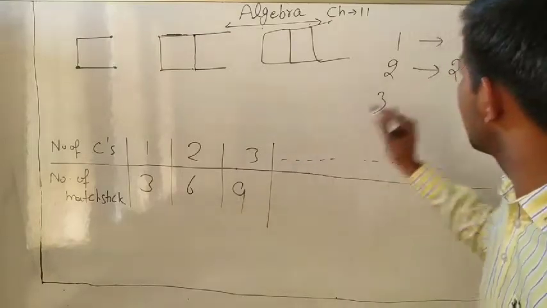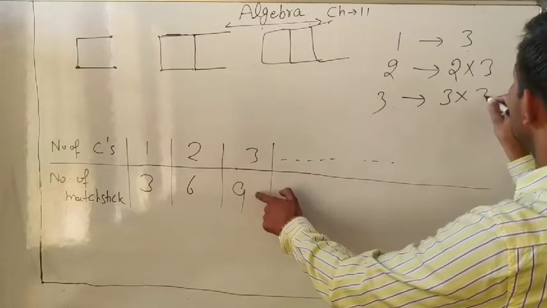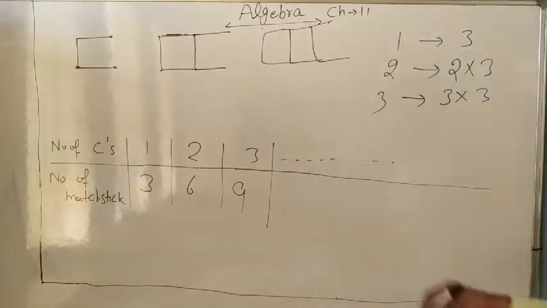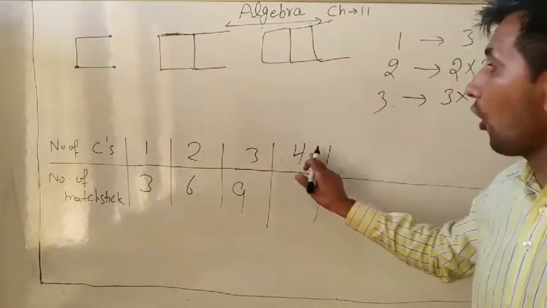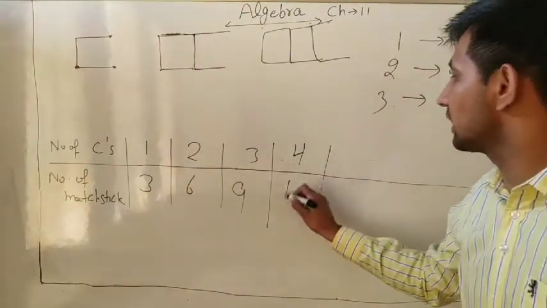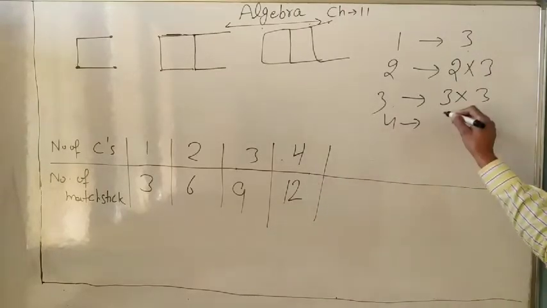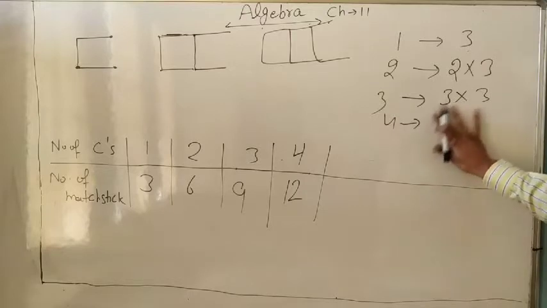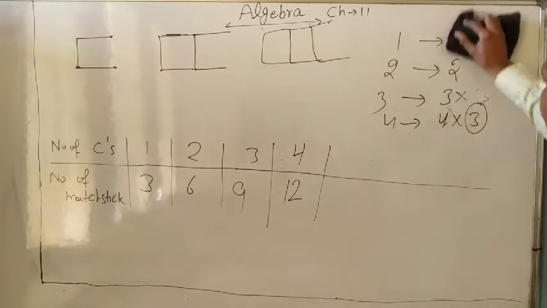For 3 C's, how many matchsticks? 9. 3 into 3. If I ask you for 4 C's, how many matchsticks? You say, sir, 12. So for 4 C's, 4 into 3. So every time we are multiplying by 3, or not?